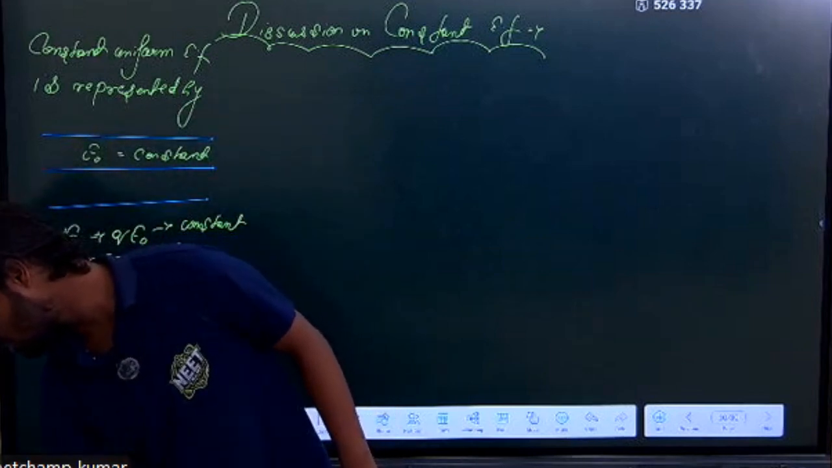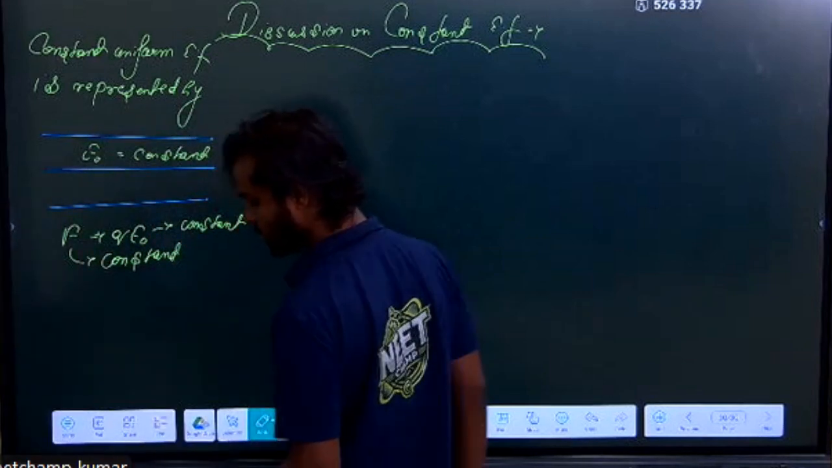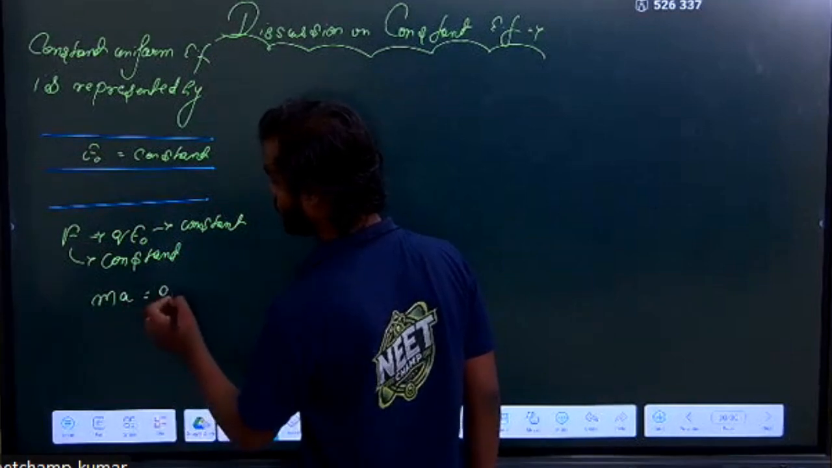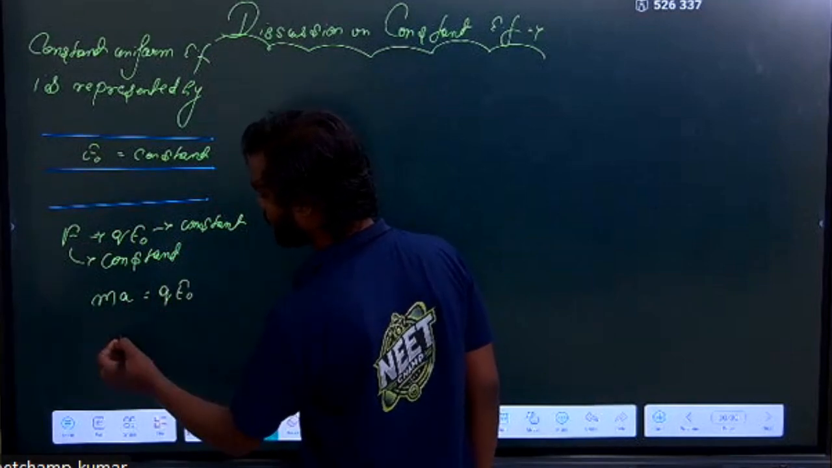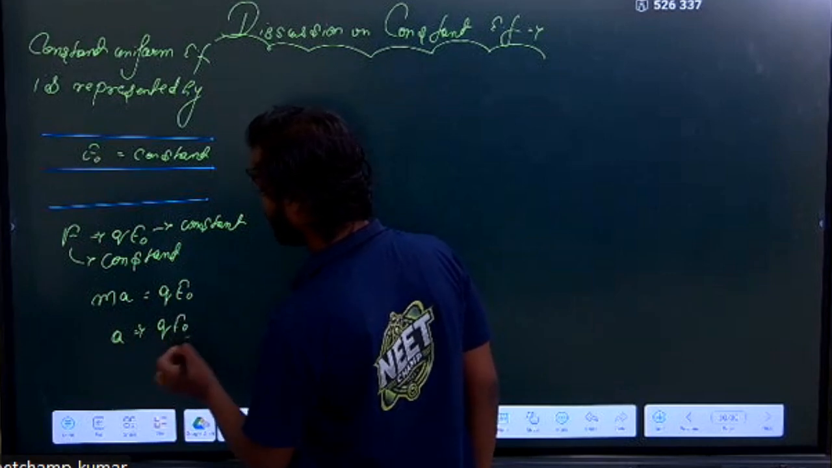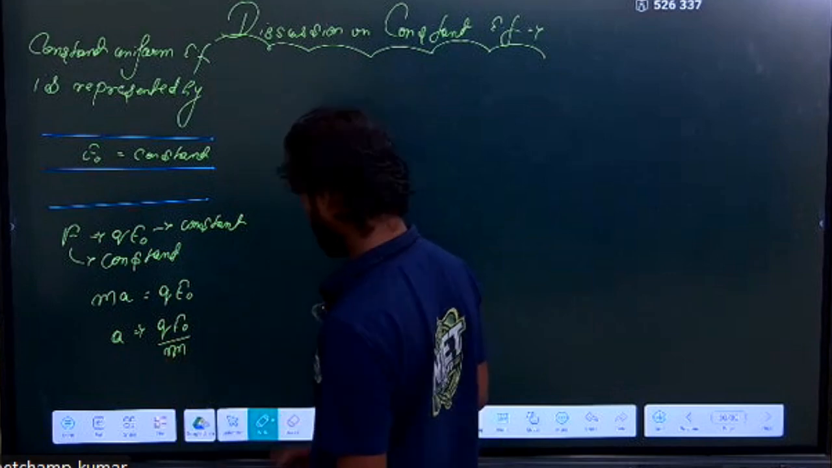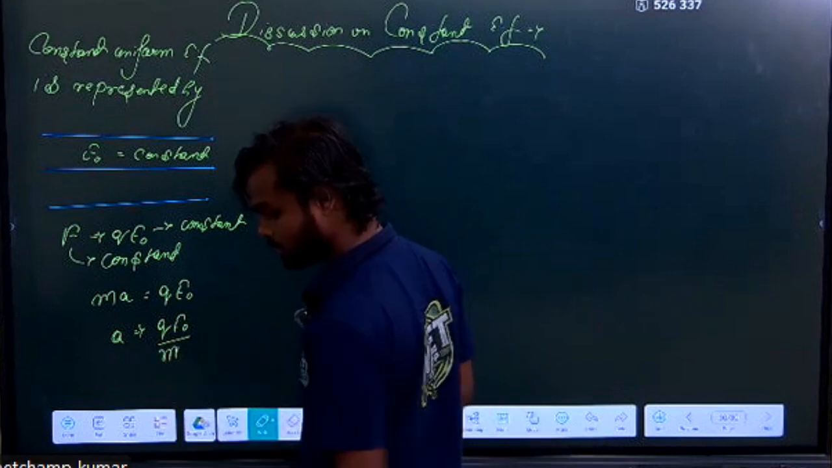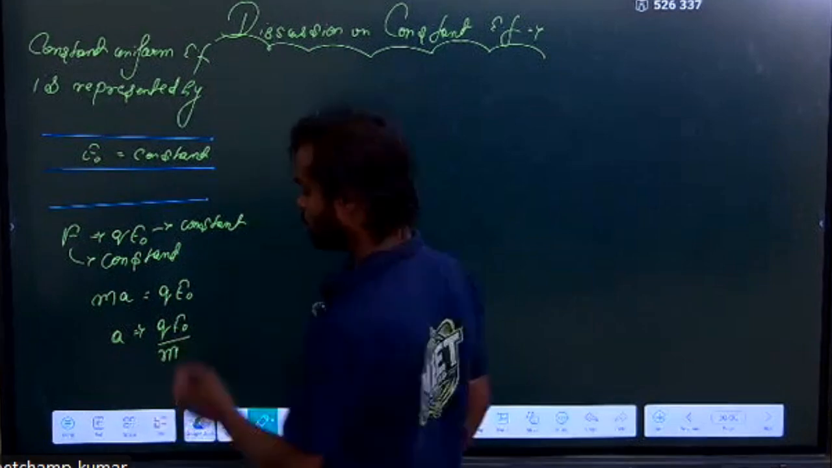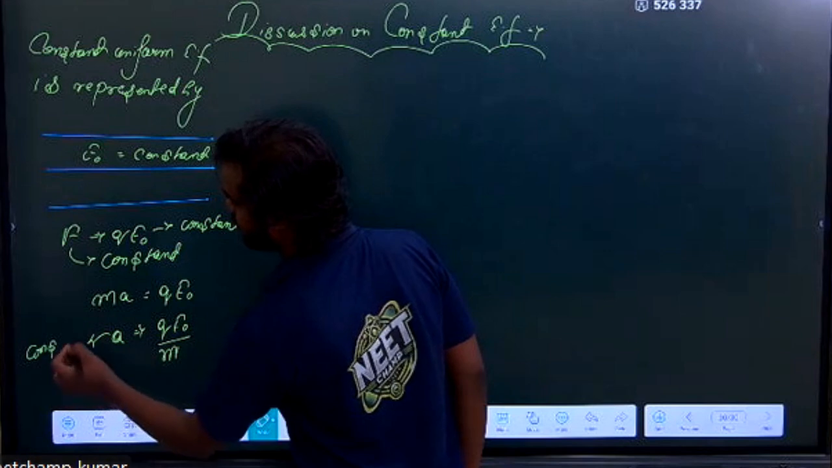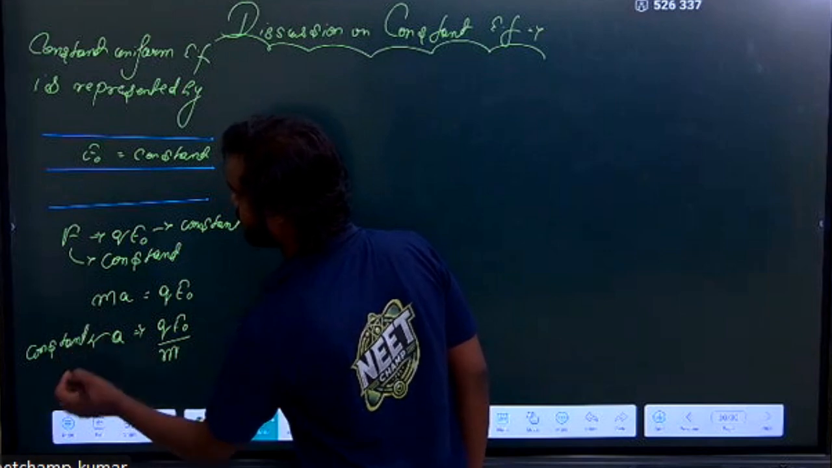And if the force is constant, I know force is mass into acceleration. So this will be equal to Q into E naught, right? So my acceleration will be equal to Q E naught upon M. So I can say one thing: my electric field is constant, so my acceleration is also going to be constant. It is a constant acceleration.